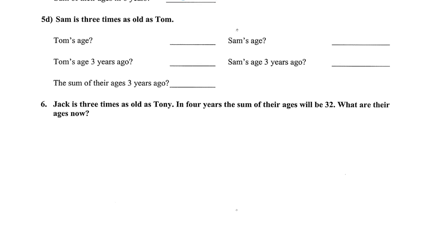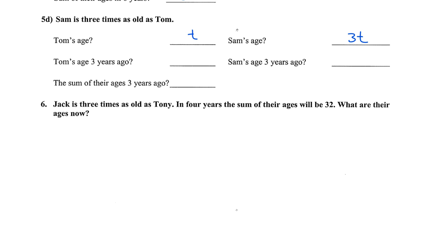Okay, let's do this 5D. It's going to ask us, so Tom and Sam, the sum of their ages 3 years ago. So let's do this. Tom's age right now is little t. Sam is 3 times as old as Tom. So what's Sam's age? It's 3t.